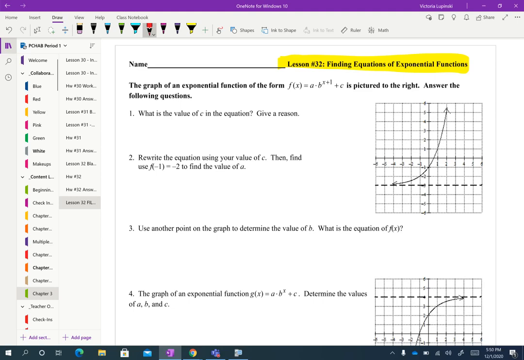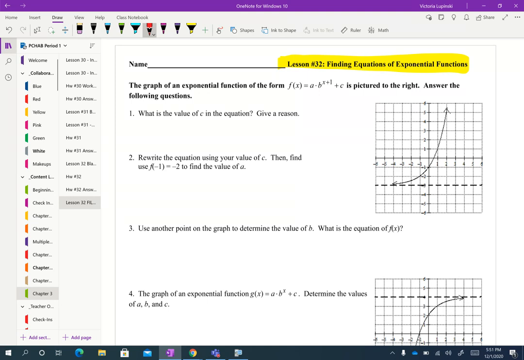All right, welcome everybody. Today we're going to talk about lesson number 32, and we're going to talk about finding equations of exponential functions. We're going to do this both with the graphing calculator, where it will say use the regression feature, and then also by hand, in which case it will say show all your work. Of course, make sure that you're not only answering the question, but that you're also explaining as we go through.